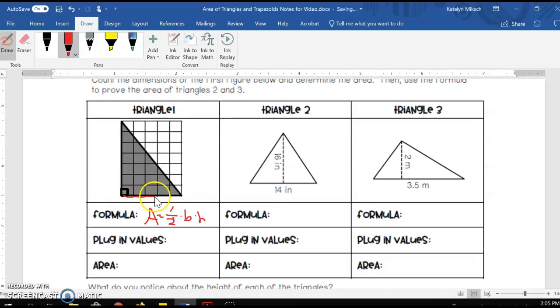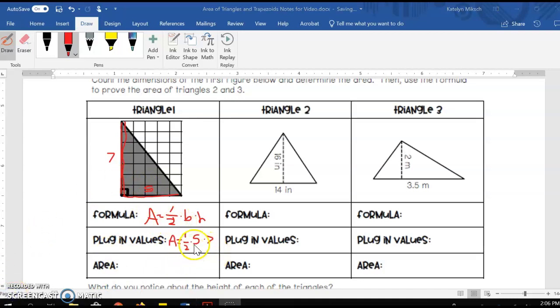So there's 1, 2, 3, 4, 5 for the base, and 1, 2, 3, 4, 5, 6, 7 for the height. And we want to look at the side. So even though the shape doesn't fill up this whole square, the highest point of the triangle goes all the way to the top. So that's why we're going to use 7. And when we plug in those values to our formula, it's going to become area equals 1/2 5 times 7.